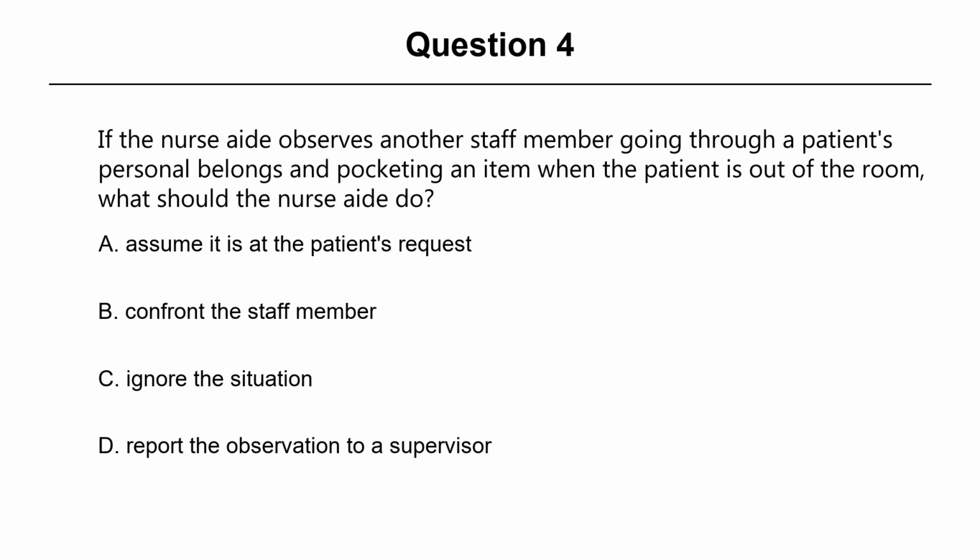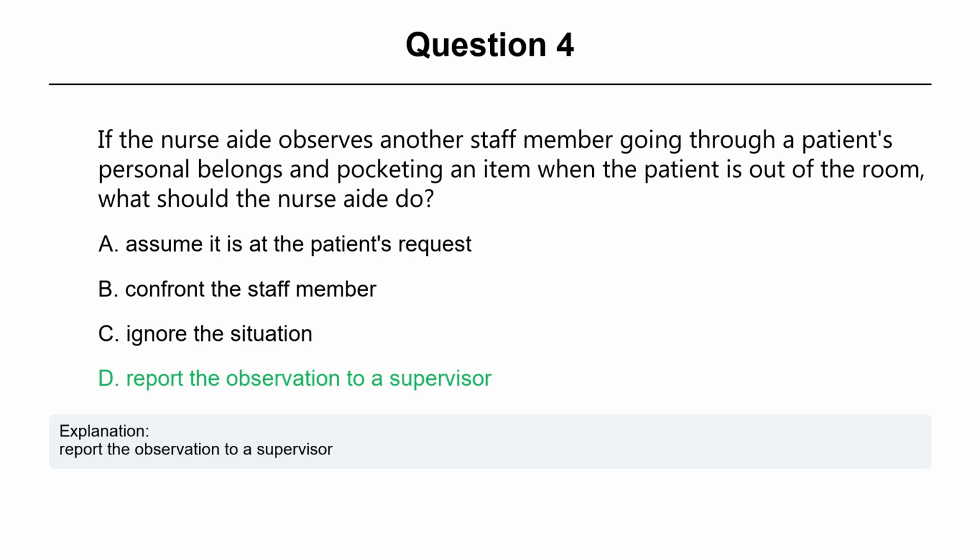Question 4. If the nurse aide observes another staff member going through a patient's personal belongings and pocketing an item when the patient is out of the room, what should the nurse aide do? Option A, assume it is at the patient's request. Option B, confront the staff member. Option C, ignore the situation. Option D, report the observation to a supervisor. The correct answer is option D, report the observation to a supervisor.